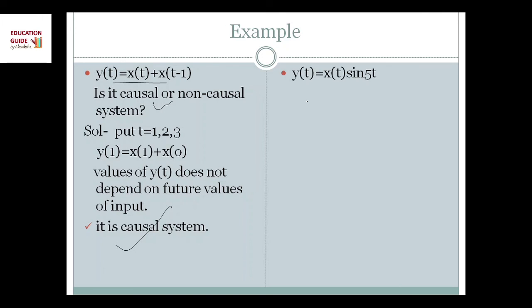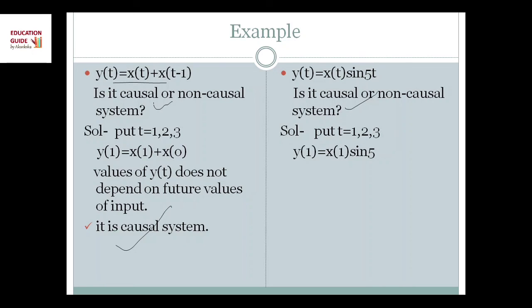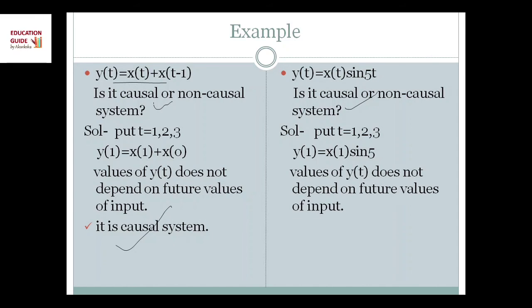Next example is y(t) = x(t) sin(5t). Is it a causal or non-causal system? Put t = 1, 2, 3. y(1) = x(1) sin 5. Values of y(t) do not depend on future values of the input. So it is also a causal system.